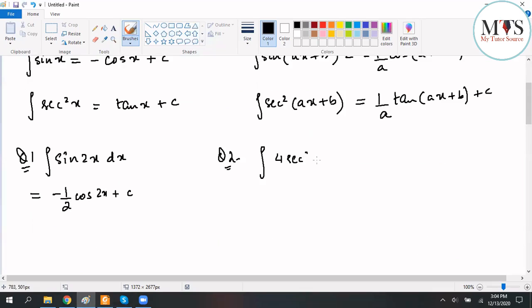Then let's say we have 4 secant square x by 2 dx. It will be 8 tan x plus c. Sorry, x divided by 2. 8 tan x divided by 2 plus c. Correct.